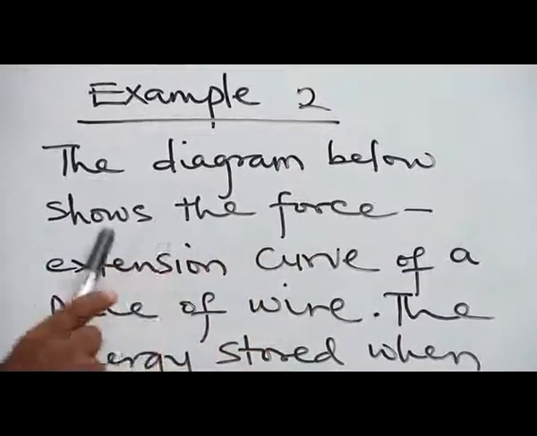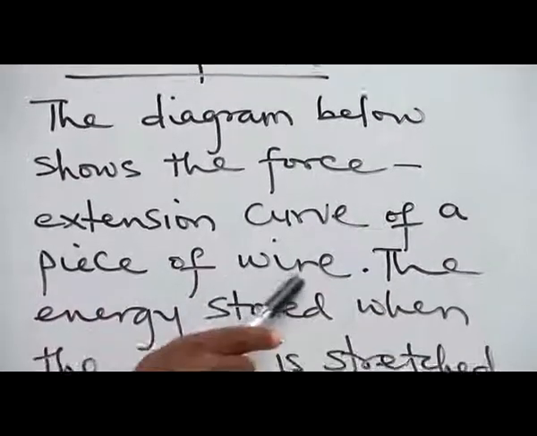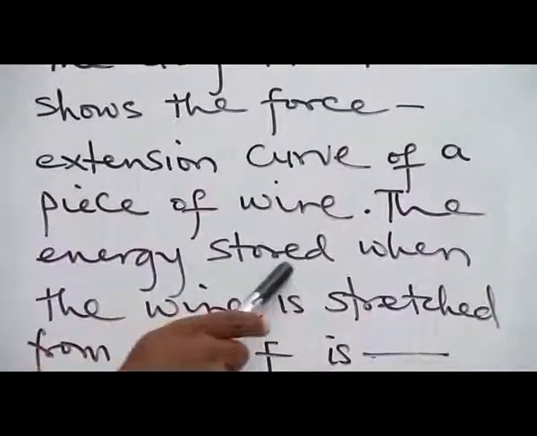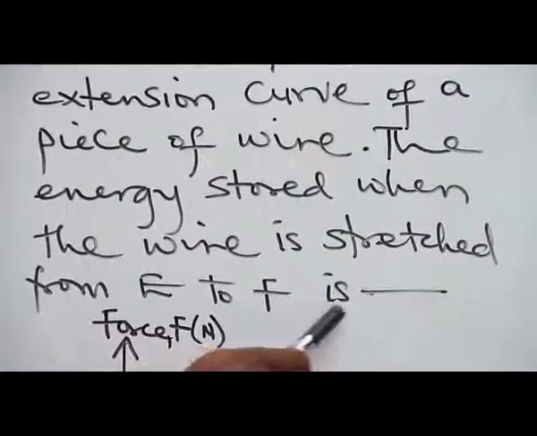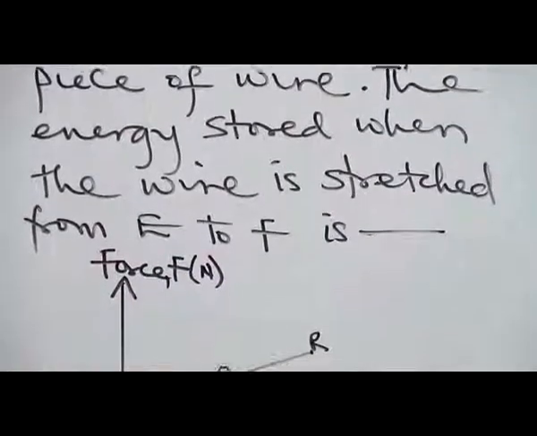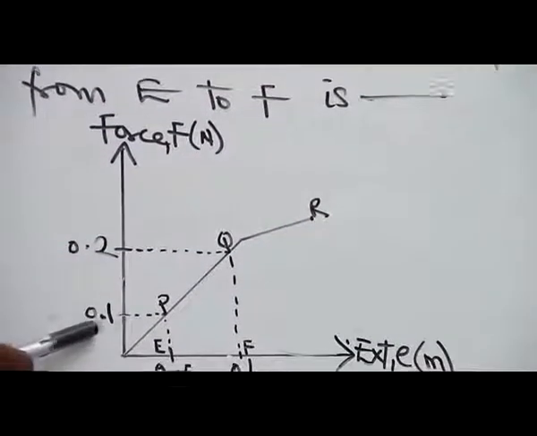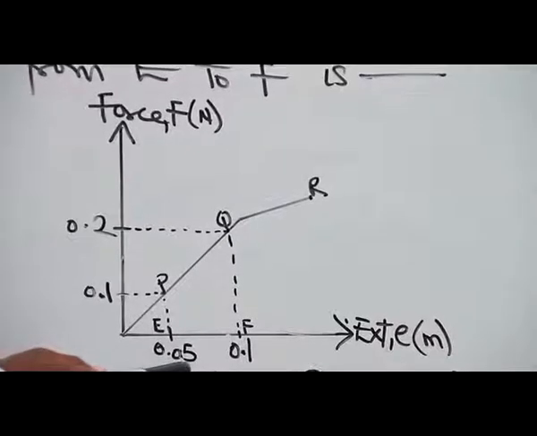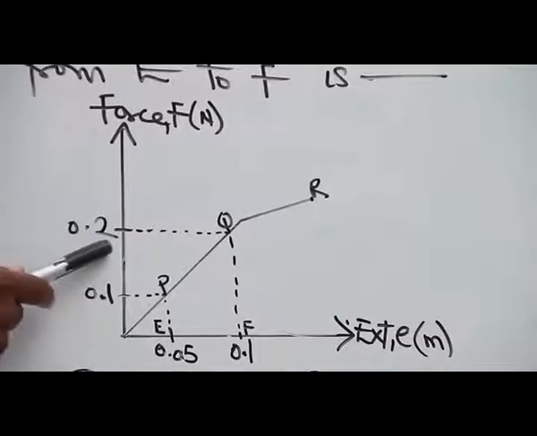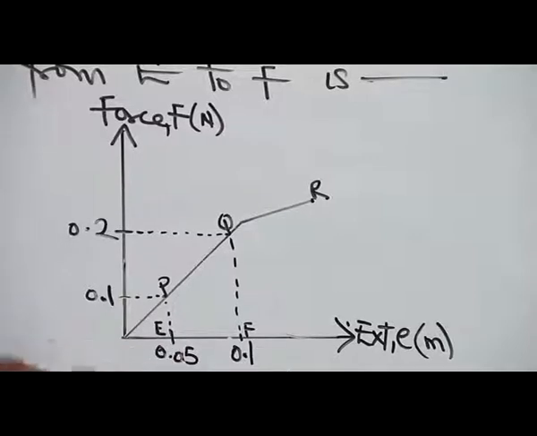The diagram below shows the force extension curve of a piece of wire. The energy stored when the wire is stretched from E to F is dash. Here is the force extension graph. A force of 0.1 Newton from the graph gave extension of 0.05 meters. Also, a force of 0.2 Newton produced an extension of 0.1 meters. With other information, this graph was obtained.